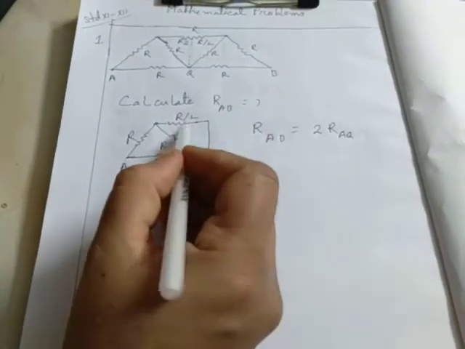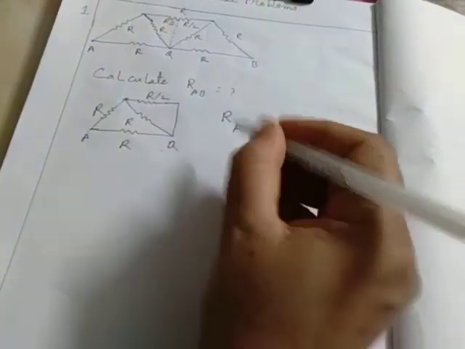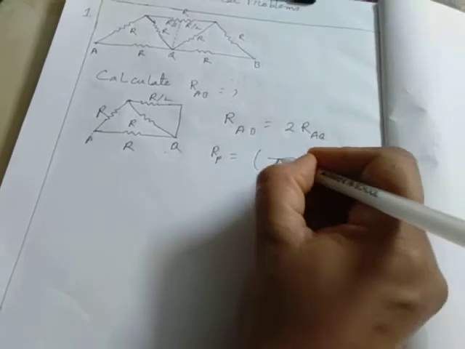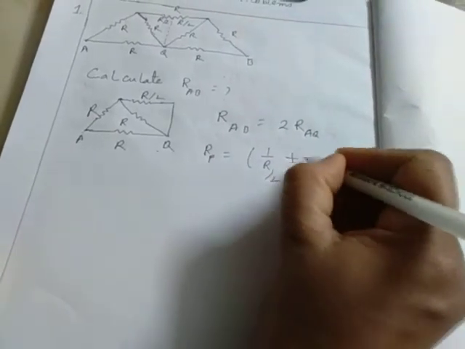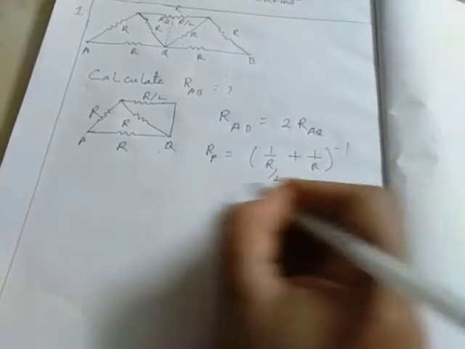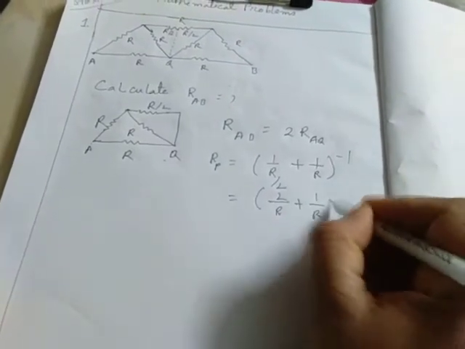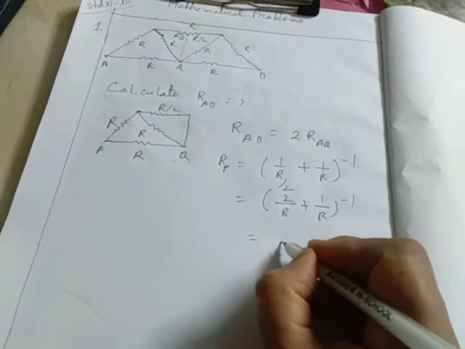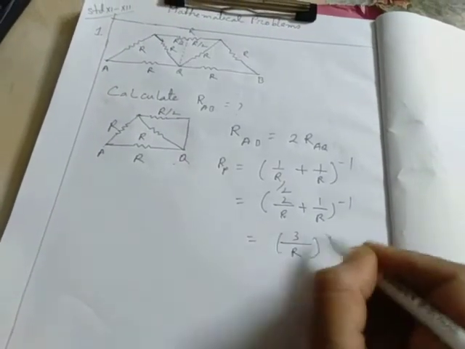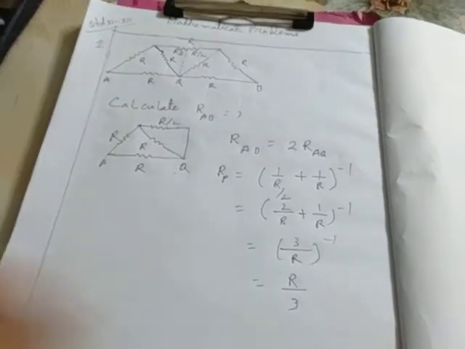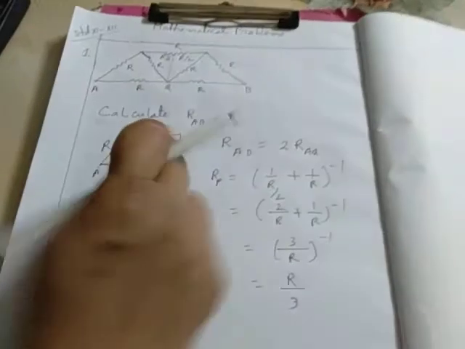Now look, this R by 2 and this R will be in which connection? Parallel connection. So RP will be equal to (1 by R by 2 plus 1 by R) inverse, that is (2 by R plus 1 by R) inverse, that will be (3 by R) inverse, that means R by 3. So the equivalent resistance of these two becomes R by 3. Let's draw another circuit.